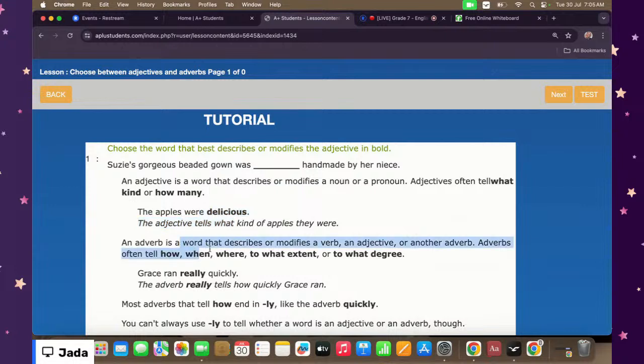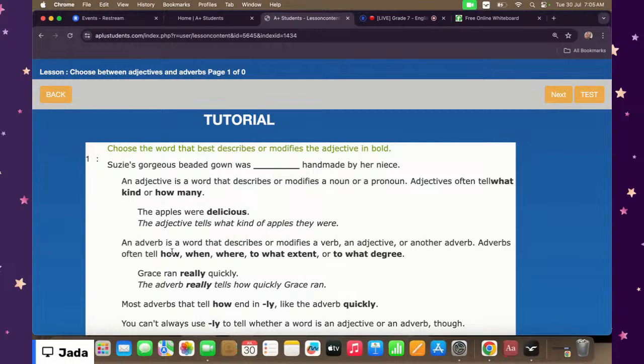Now, an adverb is a word that describes or modifies a verb, adjective, or another adverb. Adverbs often tell how, when, where, to what extent, to what degree. So that's what the adverb tells. It tells us how, when, where, to what extent, or to what degree something happens. On the other hand, an adjective just tells us what kind or how many. So we will just have a list of adjectives and adverbs on the charts.